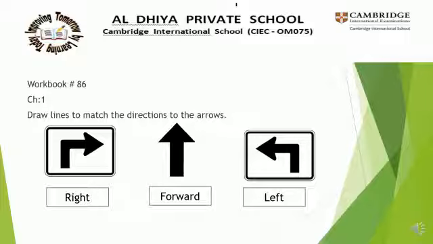Take your pencil and match the things correctly. See the slide and match the things correctly in your workbook. First picture is indicating the right side, and the second is forward, and the third is left. Okay students, I hope you all understand this. This is very simple. In normal routine life we are using these terms. You know all this very well.